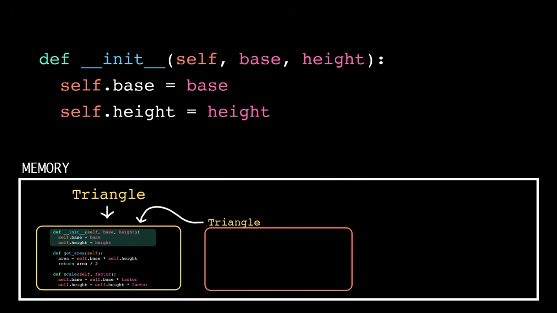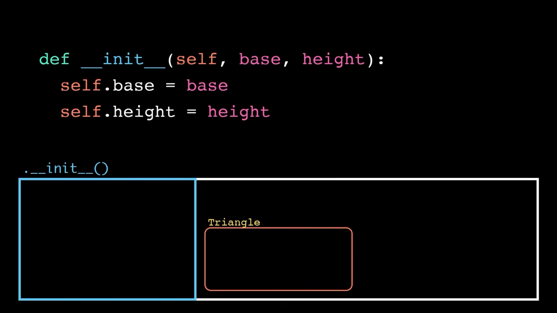So it calls the init method on that empty triangle object. A method is just a special kind of function. So like a function call, when we call a method, Python creates a new temporary stack frame to store any local variables. That includes our parameters, self, base, and height. Now, if we've learned anything about methods, it's that Python automatically passes in the object for that first parameter, self.